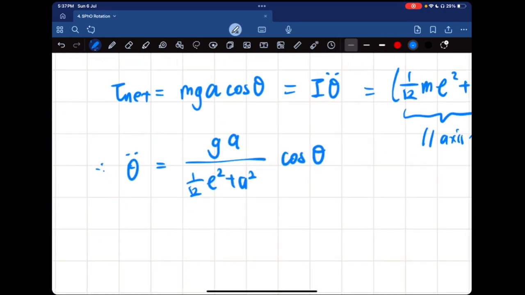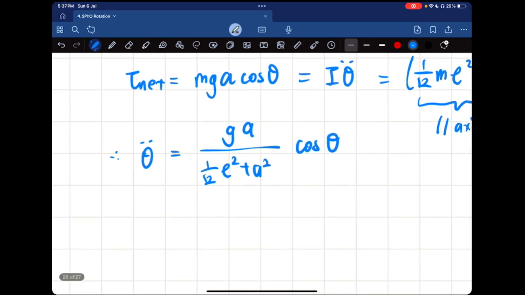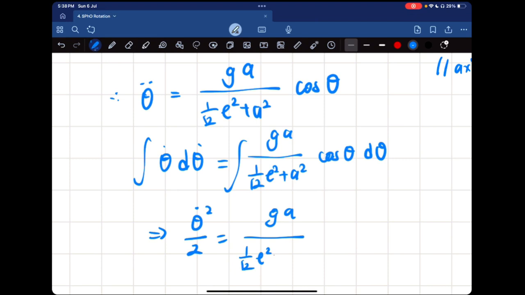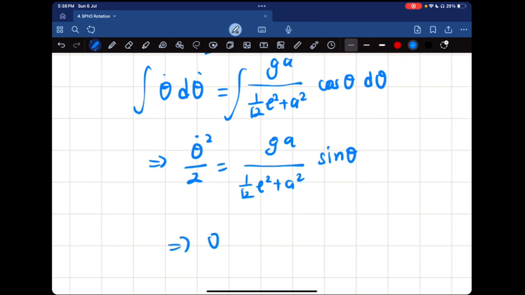And from here, we can write this by invoking the special chain rule trick, and integrating both sides, you get this.